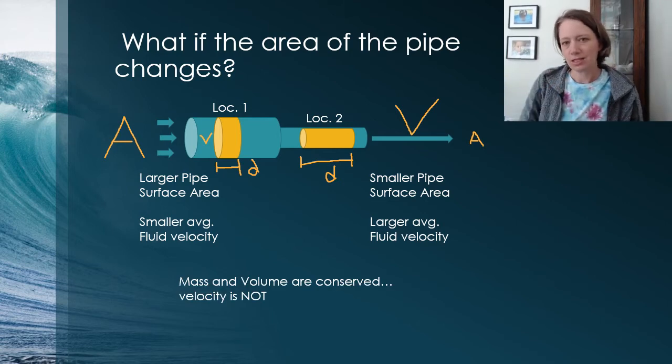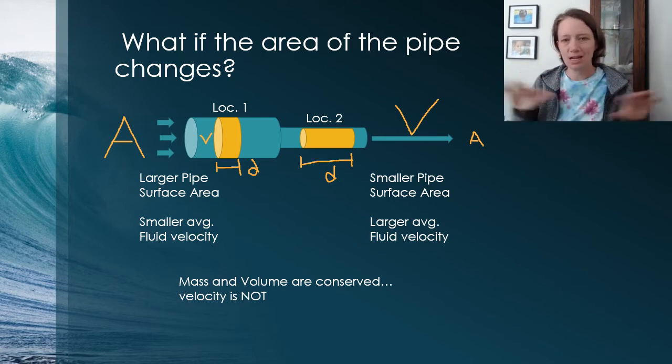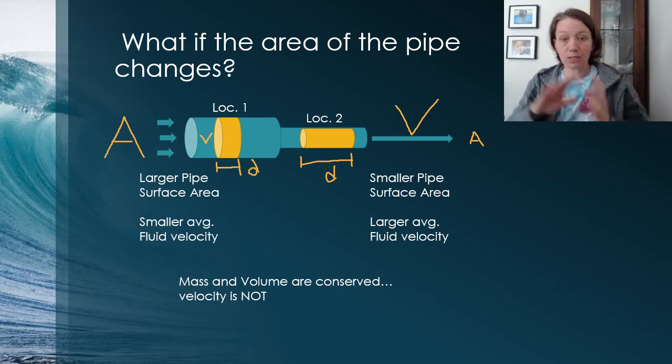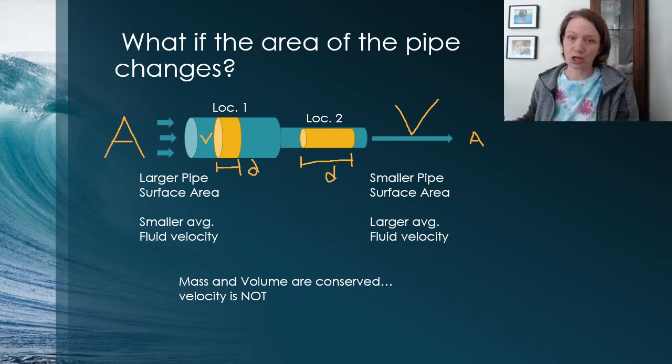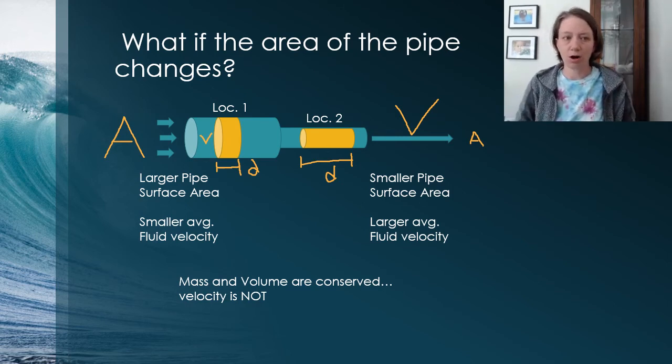But one thing that's worth mentioning explicitly is that while mass and volume are conserved, velocity is not a conserved property in physics, ever, ever, ever. So I would never say that the speed in the pipe is constant. The velocity is constantly changing, and that doesn't violate any conservation principle as long as the mass and the volume flow rate are conserved.